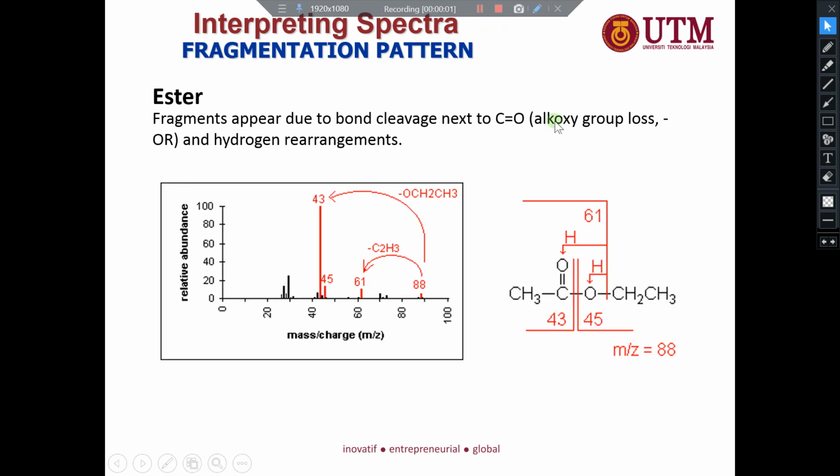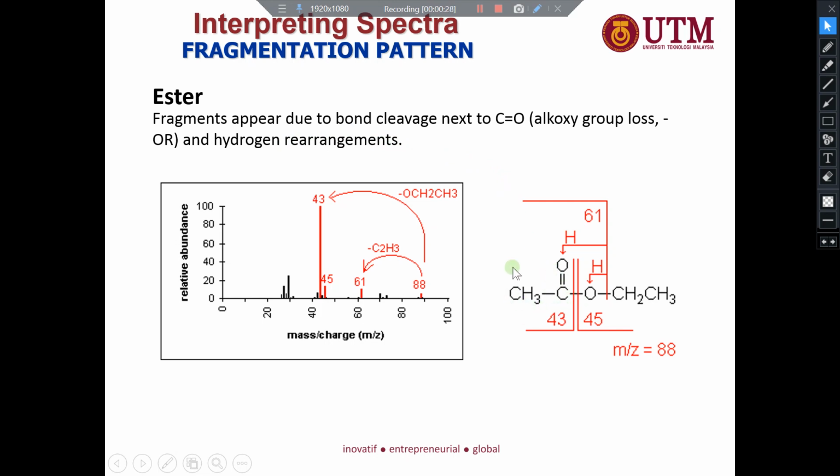Alright. The next one is the ester. The fragments appear due to bond cleavage next to C double bond O by removing the alkoxy group. Okay, so kat sini kalau kita nampak, kat sini alkoxy group, kat sini C double bond O. For the ester, dia akan prefer this one, dia akan remove the alkoxy group. Okay, then we have the hydrogen rearrangement as well. Okay, so maksudnya boleh berlakunya hydrogen rearrangement.